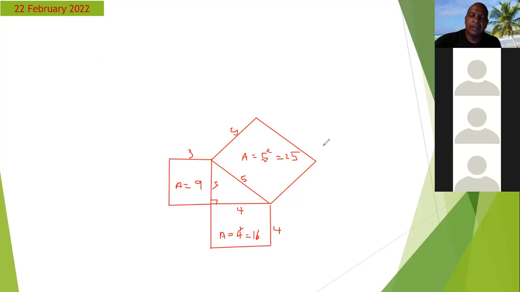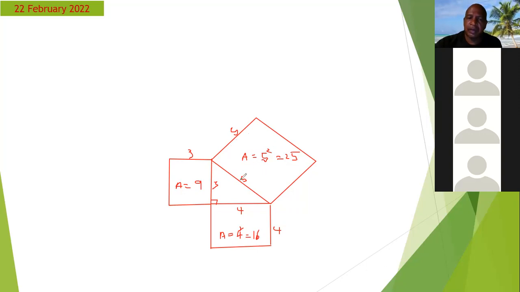Okay, so I was saying that by constructing these squares from the sides of a right angle triangle, by finding the area of the biggest square, or the biggest square.